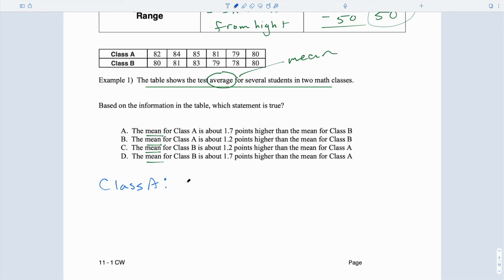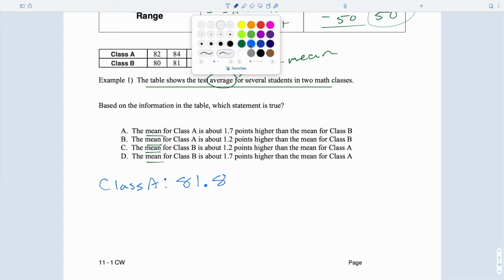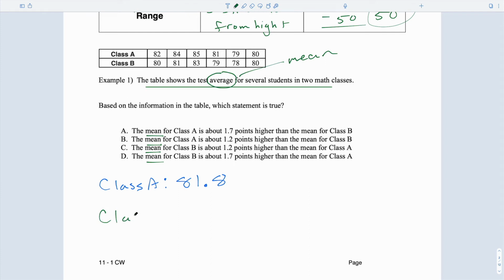What is your answer, Elliot? For this one, let's round to the nearest tenth. So we'll do 81.8. Class B, same thing. Add them up, divide by the amount.